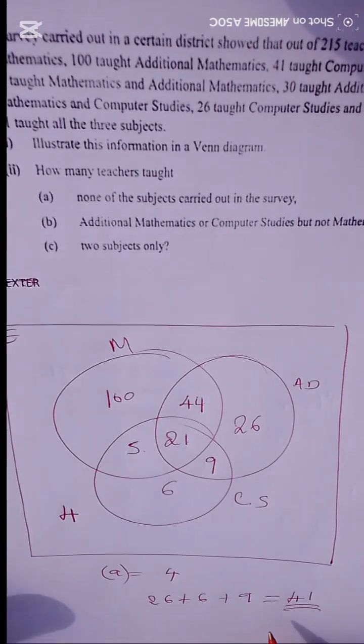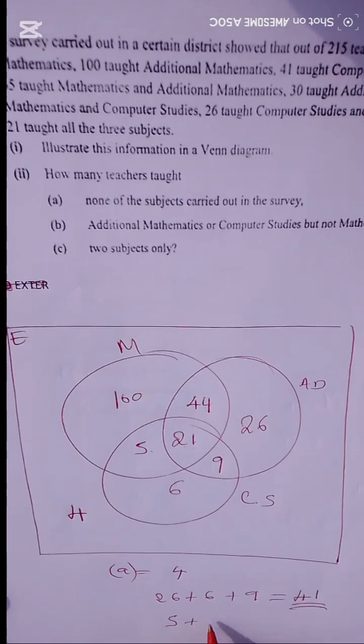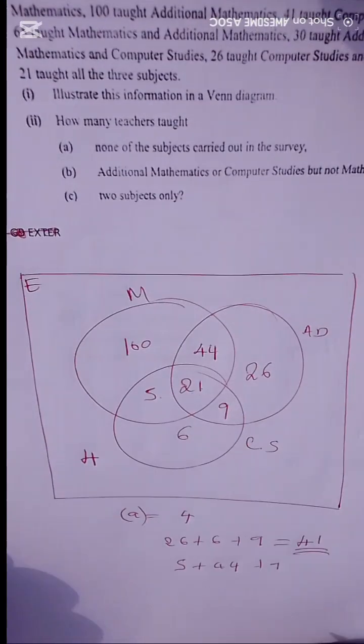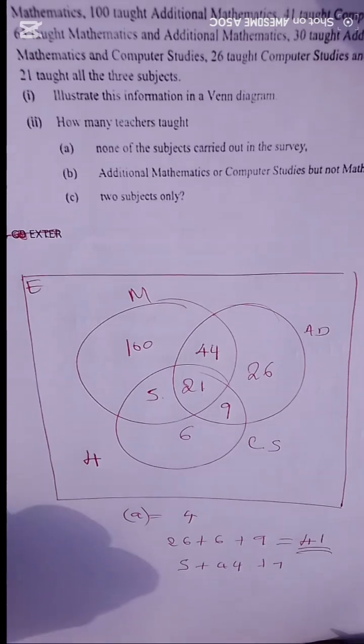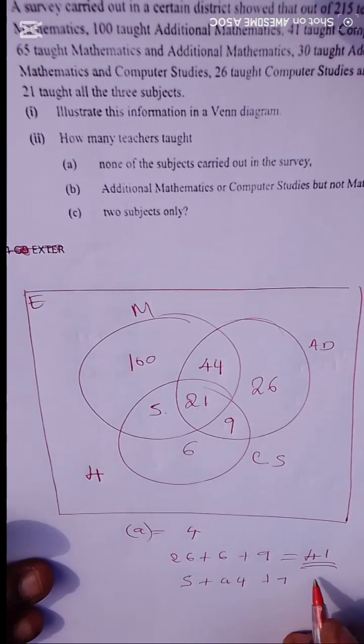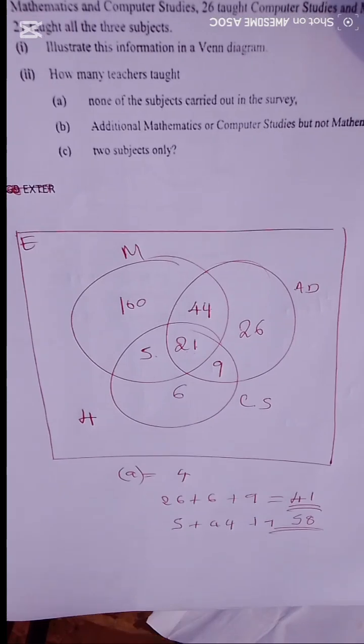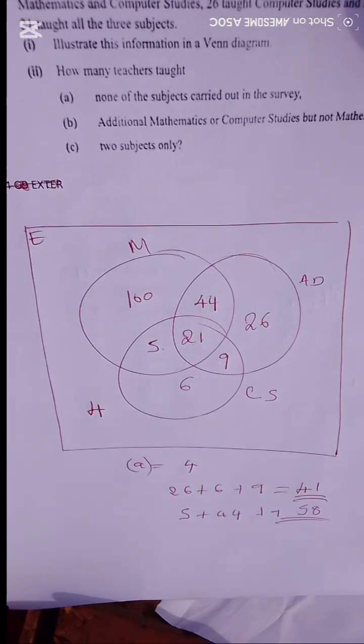Then we are told 2 subjects only. That will be 5 plus 44, plus 9. So 5 plus 44 gives me 49. Plus 9, it will give me 58. So at that point, I'll be done. So that is how you go about answering questions based on sets.